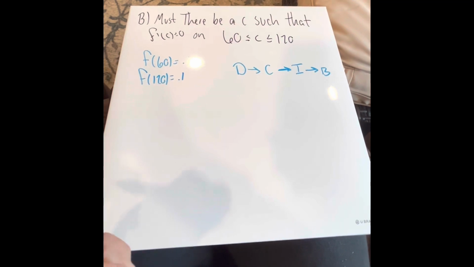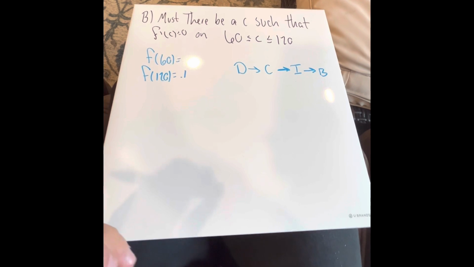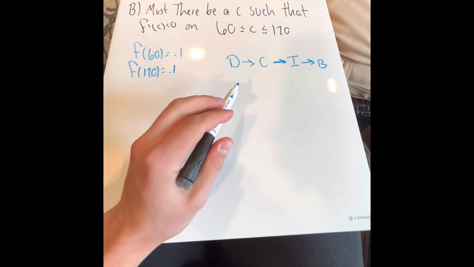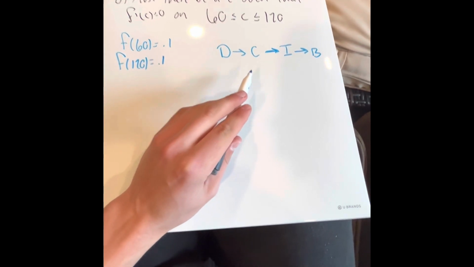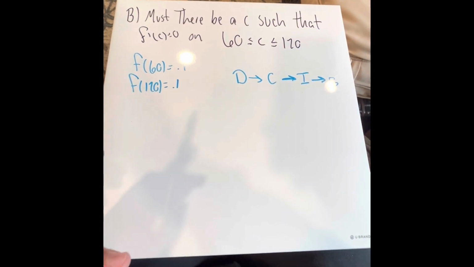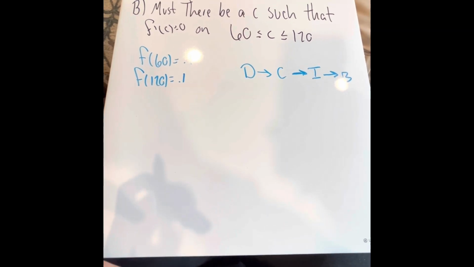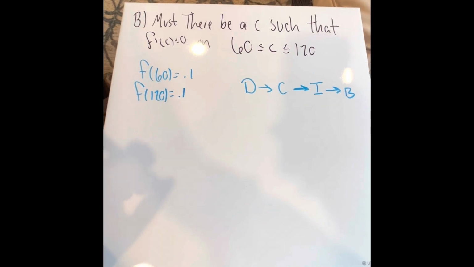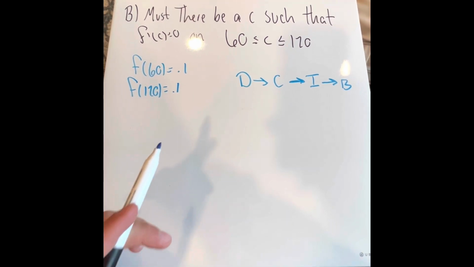Part B is asking if there must be a c such that f prime of c is equal to 0 on the interval 60 to 120. What we are given in this problem is that f is a differentiable function. That means that it is also continuous, per the chant DCIB, Mr. Ludwig would love us. Because this is differentiable and implies continuity, the mean value theorem applies. The mean value theorem states that if the slope of the endpoints is equal to a value, there must be a point on that interval such that the slope is equal to that value.